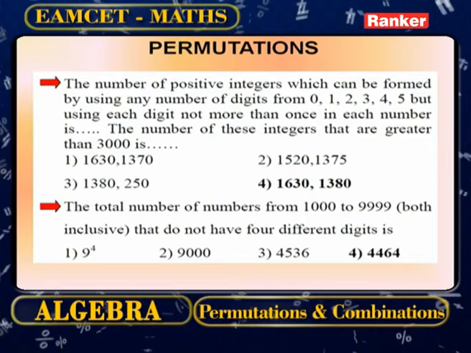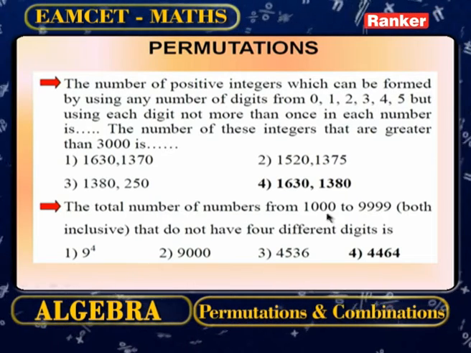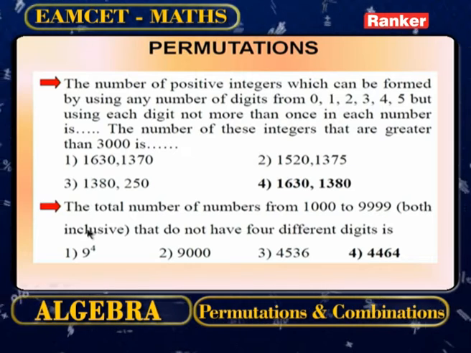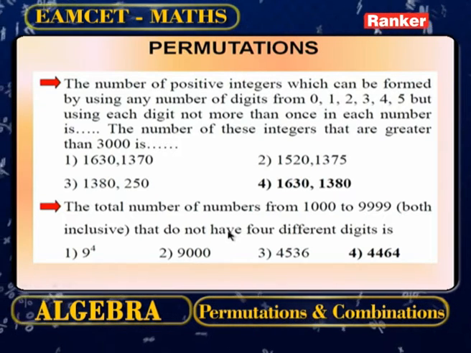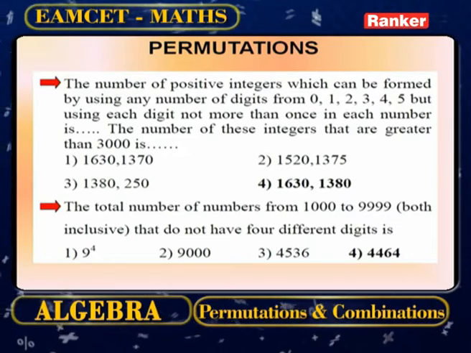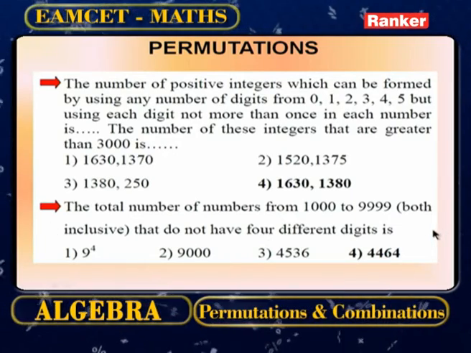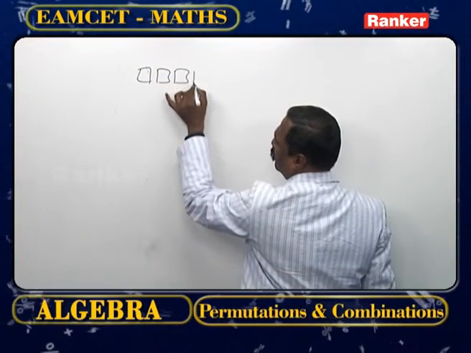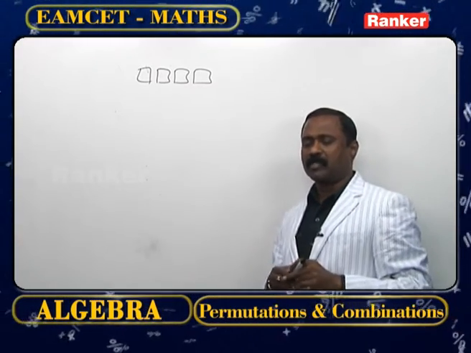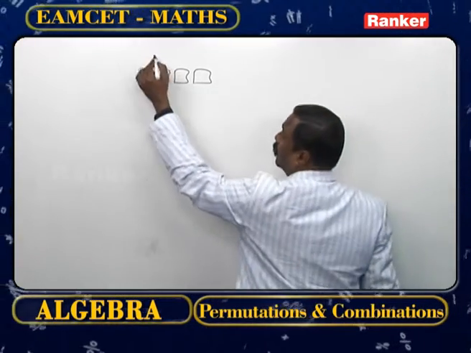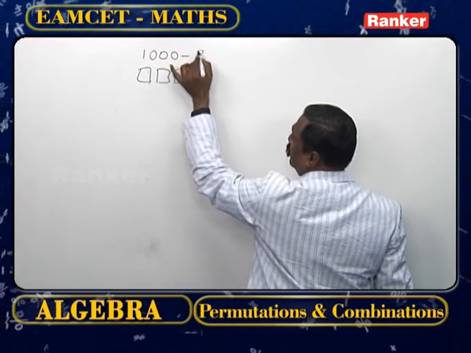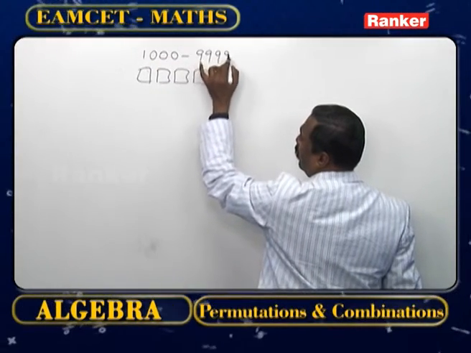The total number of numbers from 1000 to 9999, both inclusive, that do not have 4 different digits. You do it like this. We need 4-digit numbers in this case, because it is 1000 to 9999.